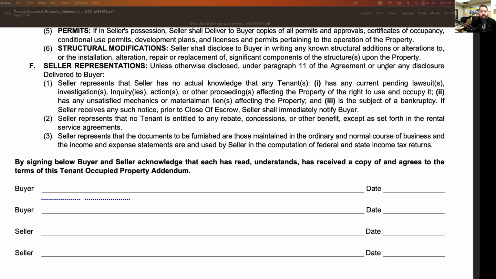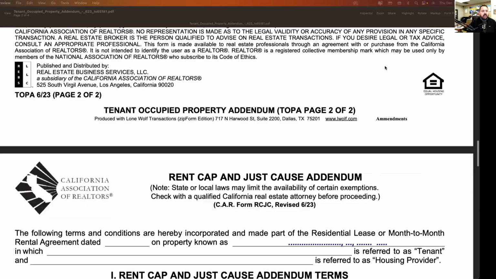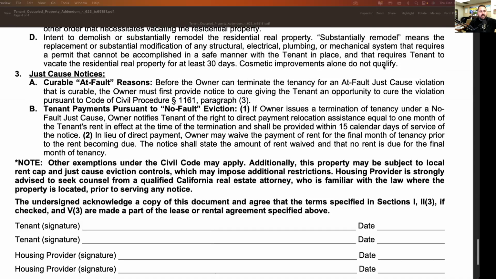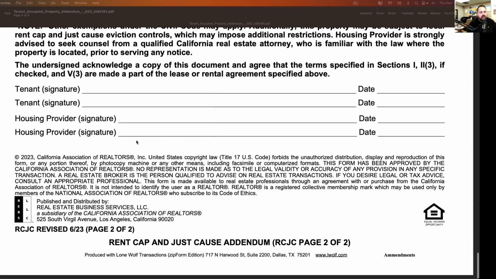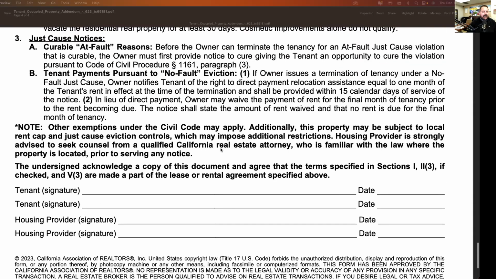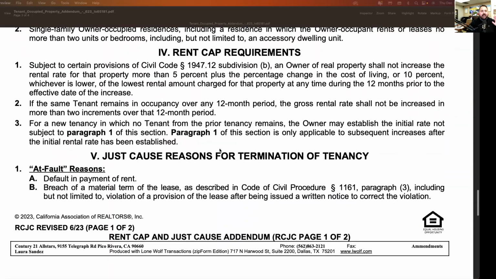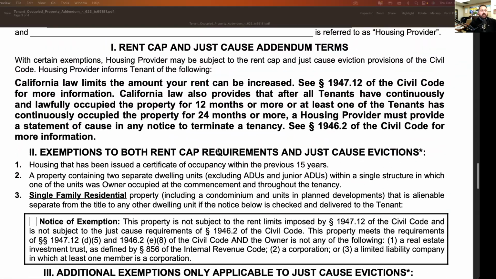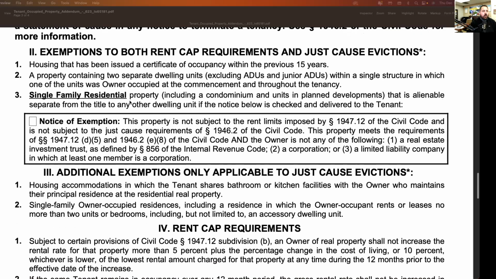Any other questions about the TOPA? Now, remember, this form, this rent cap and just cause addendum comes with it. It's nothing but a disclosure. You see here, it's the tenant and the housing provider signature. This is what I have to give as a landlord, well, now called a housing provider. I have to give this to my tenants. This is not for what's happening in the purchase agreement. This is just letting people know that there is a cap to their rent increases, and whether or not the property is exempt from or subject to that rent cap. So I have to give that to my tenants.